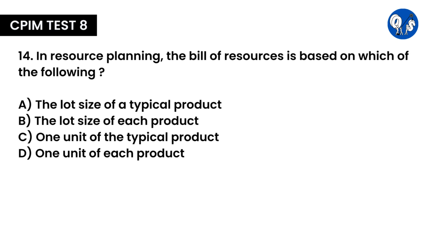Question number 14. In resource planning, the bill of resources is based on which of the following? A. The lot size of a typical product, B. The lot size of each product, C. 1 unit of the typical product, D. 1 unit of each product. Here the correct answer is C. The bill of resources is typically based on 1 unit of the typical product. It outlines the resources required to produce a single unit of the standard or most commonly produced item, helping to determine resource needs across different products. This provides a consistent basis for resource planning.